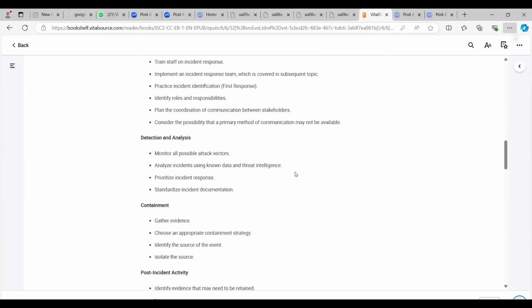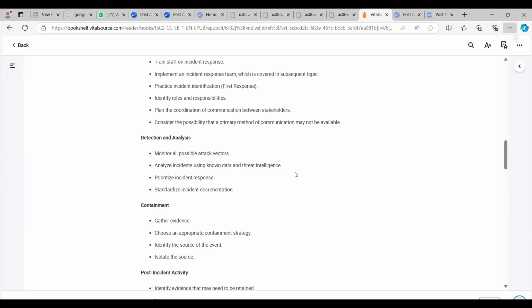Then the second component is detection and analysis. So this is where you want to monitor all possible attack vectors. So basically, attack vectors are the ways that an attacker can actually come into your network. So those are what we call attack vectors. So you want to monitor all those possible places.